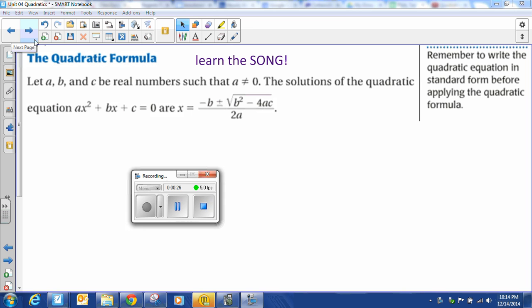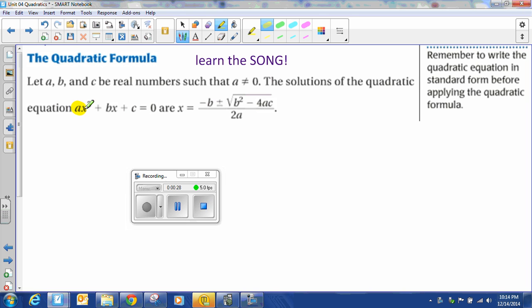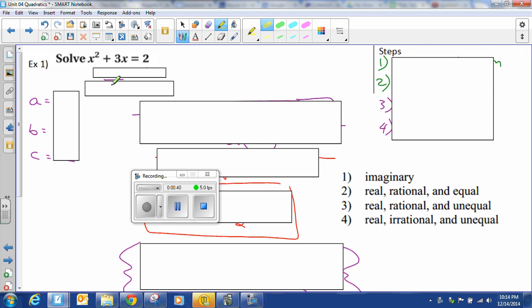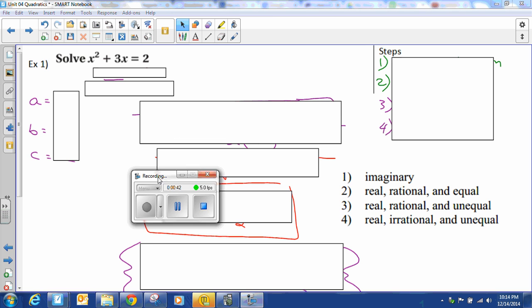Let's jump in, and first of all, this is quadratic form, right? Here's your quadratic equation in standard form. It means all the numbers and variables on the left and zeros on the right. Let's jump in and look at this first example.